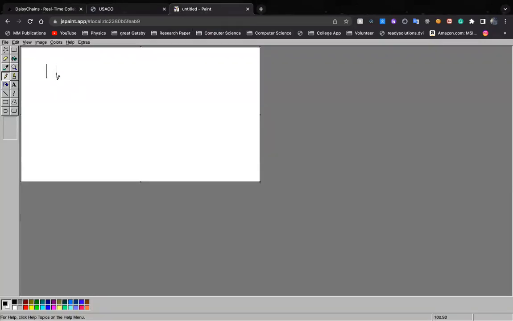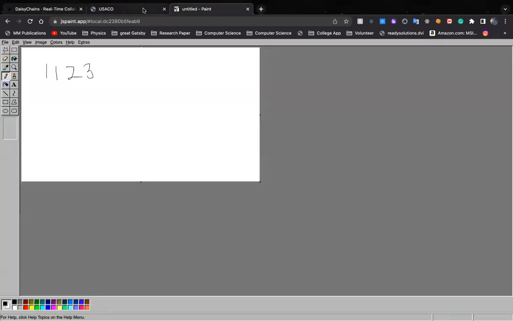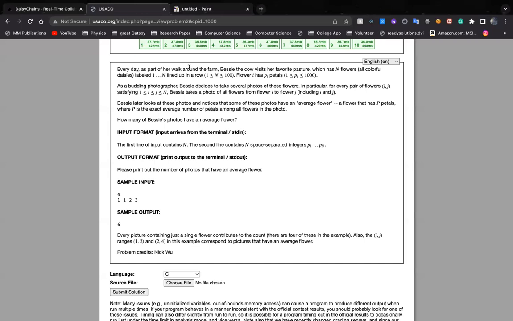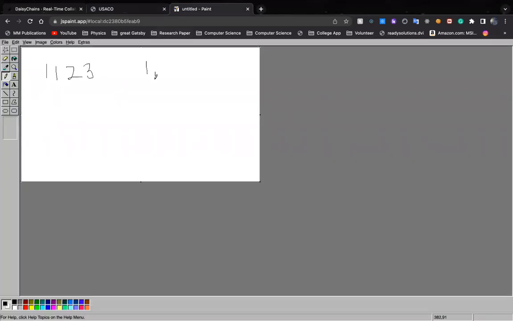So here we have one, one, two, three, right? So these are the 4 flowers with petals, right? And then over here it says that J is greater than equal to I, right? So J and I can be the same, so what does that mean? She takes a particular picture of every pair of flowers, right? Every pair of flowers satisfying this condition. Well, so first case, all of these individual values will satisfy the condition, correct? 1, 1, 2, and 3.